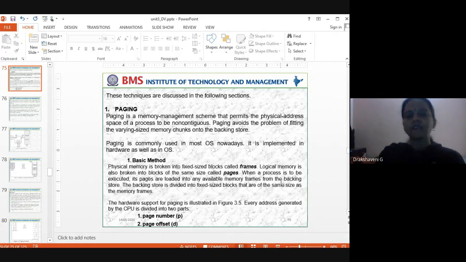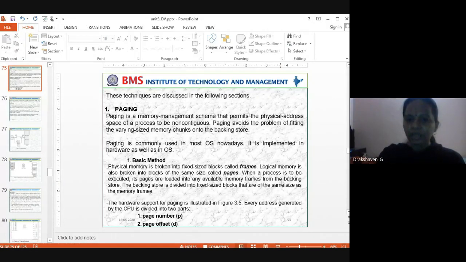It's the same way here also. Physical memory is broken into fixed blocks, and those fixed blocks we call frames. Where are these frames? Frames are present in the hard disk. The hard disk, in operating system terminology, is what we call physical memory.